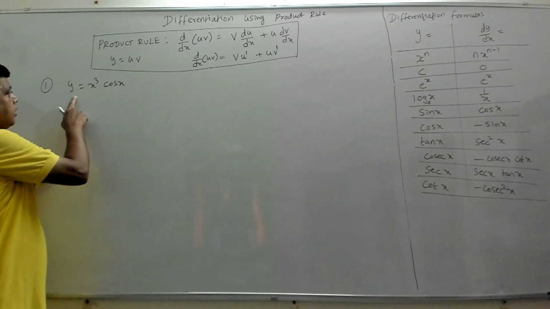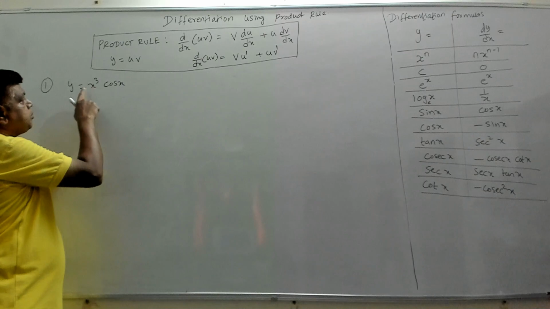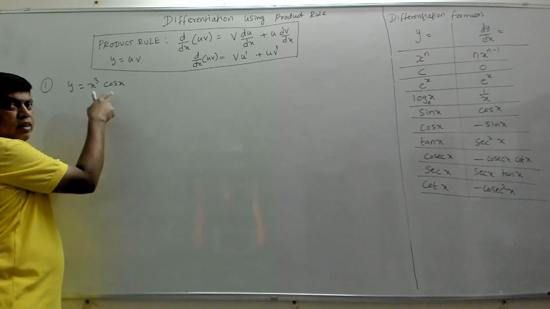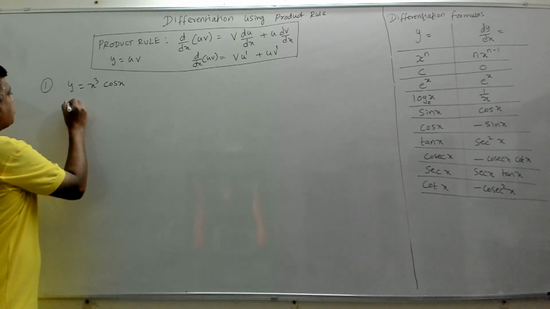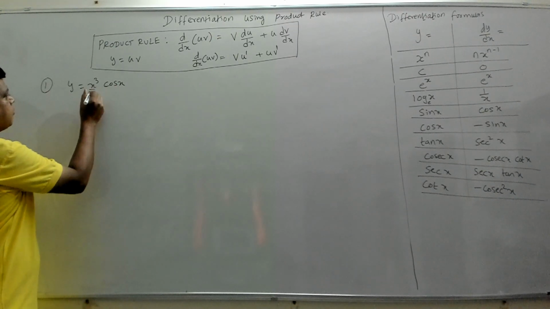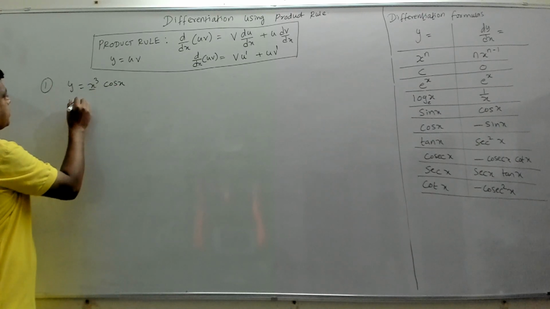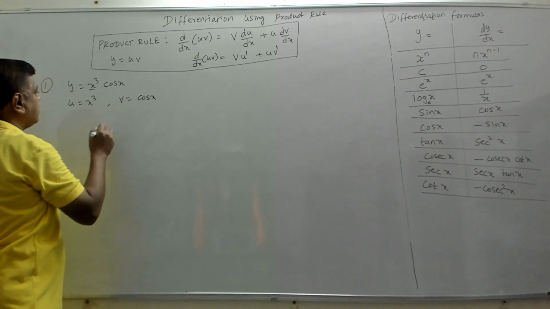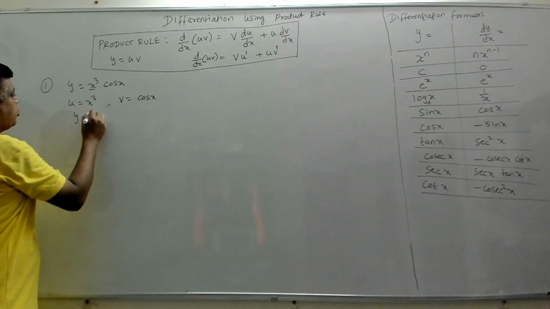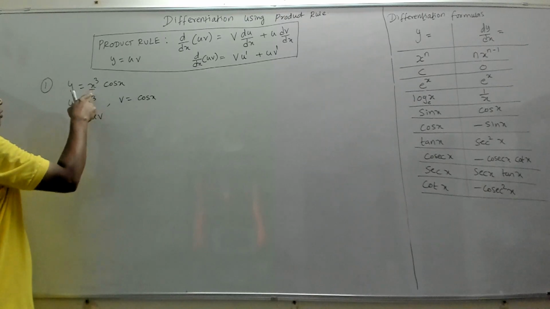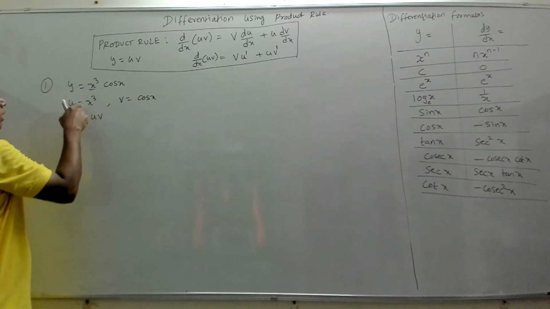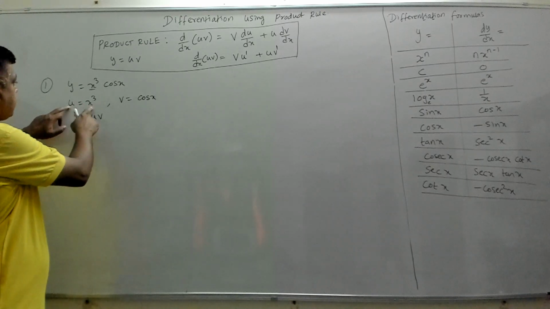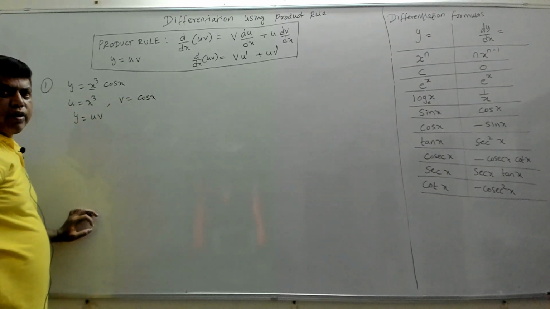Here y is written as x cube into cos x, which means y is a product of two functions. So we will take one function as u and the other function as v. u is x cube, and we will take v as cos x. Then our y becomes u into v, because x cube is u and cos x is v. So y is the product of two functions, u a function of x and v also a function of x.